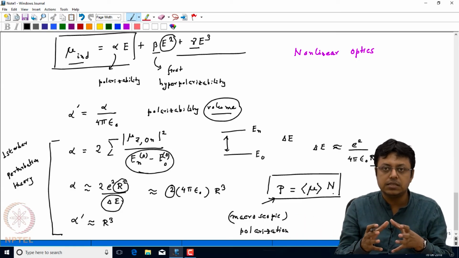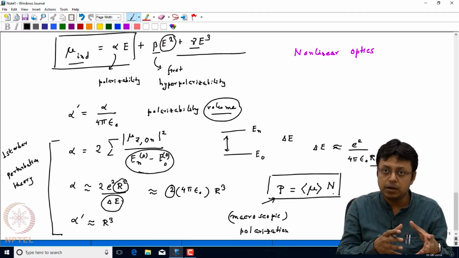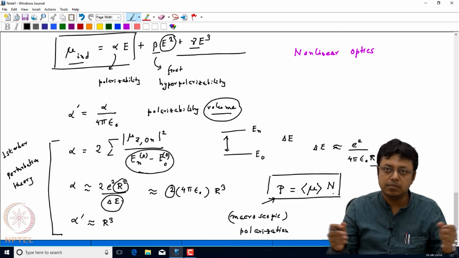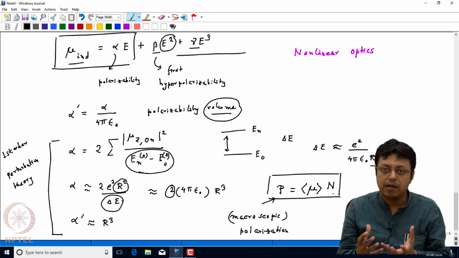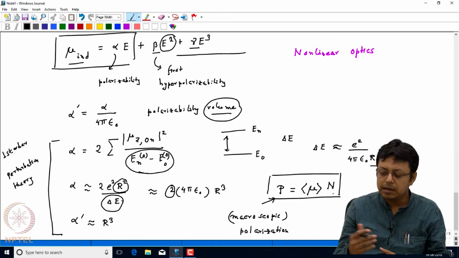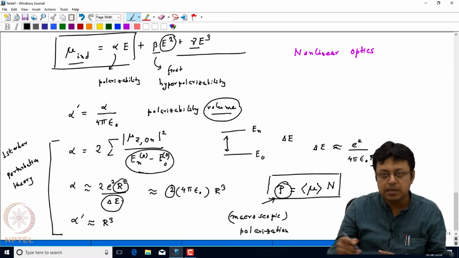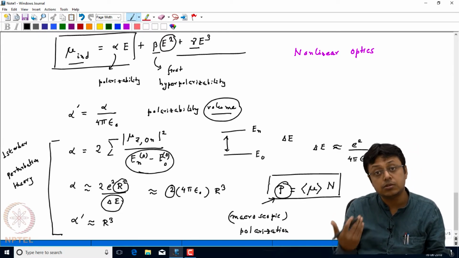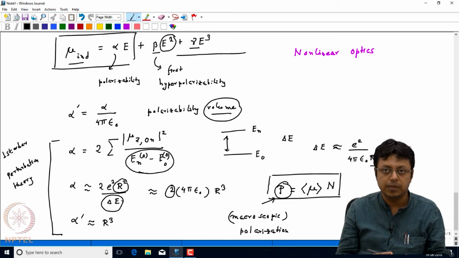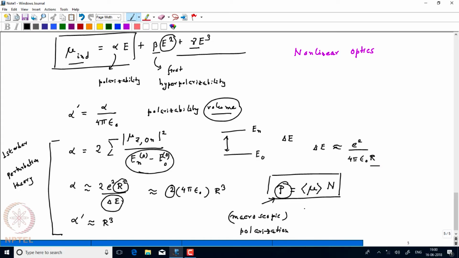Usually the mu induced is described in the molecular context, and when you talk about a macroscopic system, then we have to take the average mu and multiply it by the number density of the molecules. Then basically this is the definition of P. It is basically the macroscopic dipole moment per unit volume, because number density is nothing but the number of atoms or molecules per unit volume. So, P is nothing but the dipole moment per unit volume.